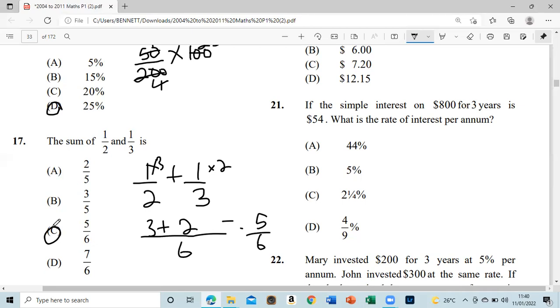All right, let's move on to number 18. All right, I'm not seeing my first. So let's move on to number 18.